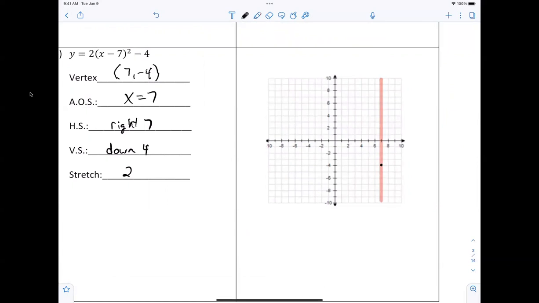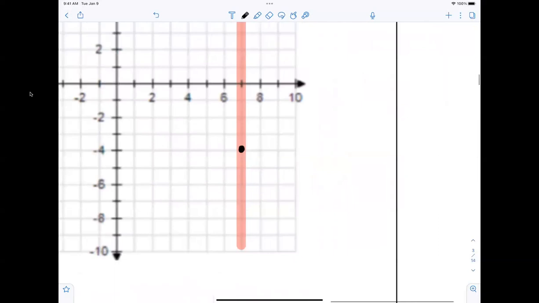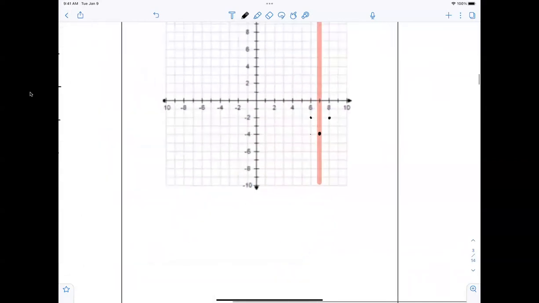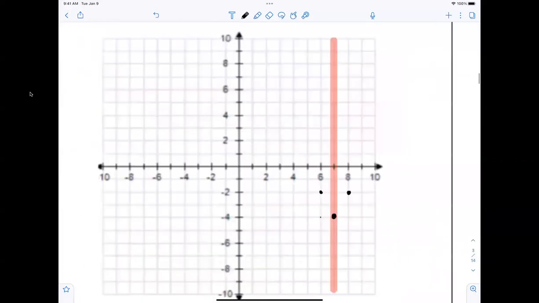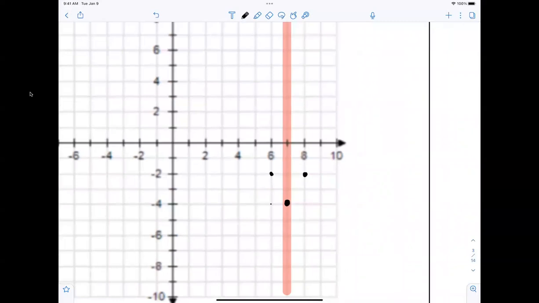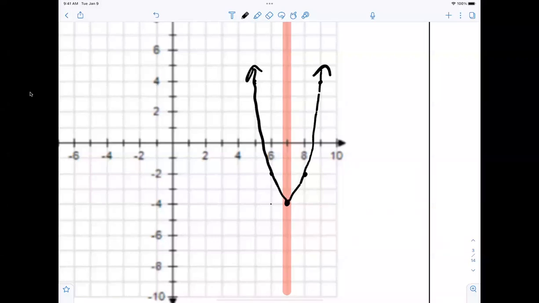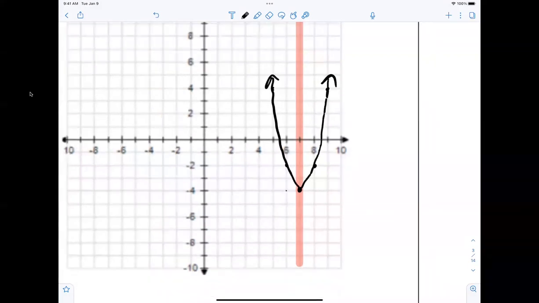What's my stretch? So from this, I go to the right one and left one and right two. Right two and up how many? 8, right? Everybody good with that? And then there you have it. Everybody's good?